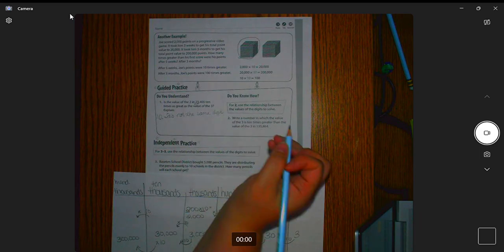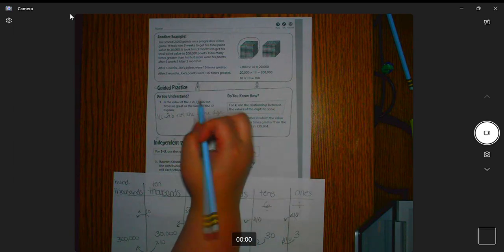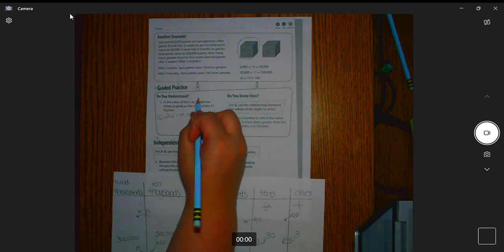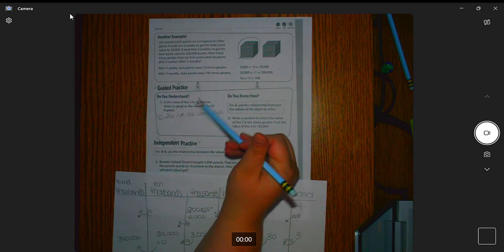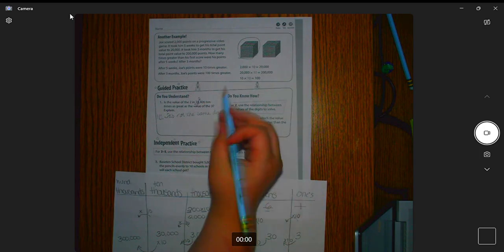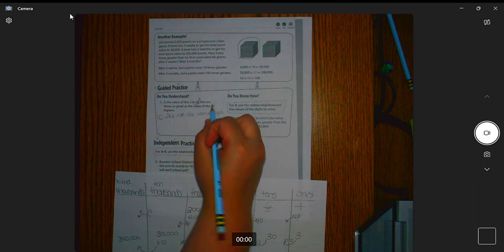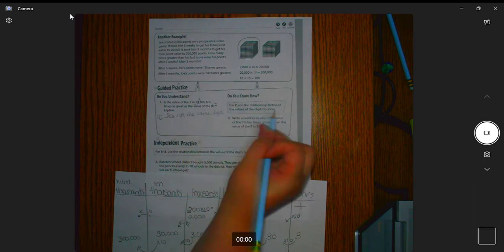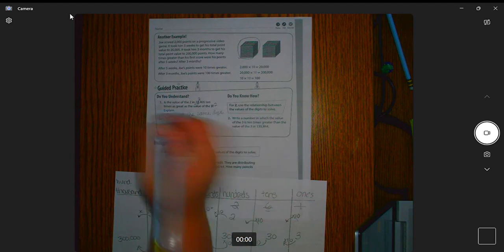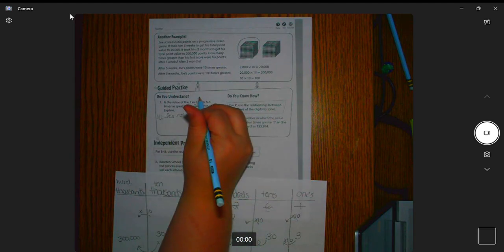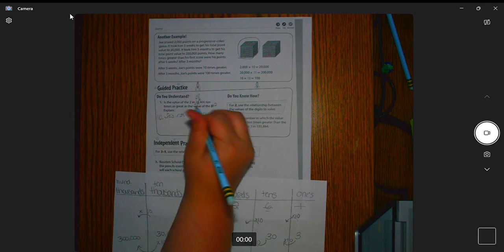Now, if I was to change this 3 to a 2, is the value of the 2 in 22,406 10 times greater as the value of the 2? Yes. Yes, it is. Because this would be a times 10 jump. So this 2 would be 10 times greater.